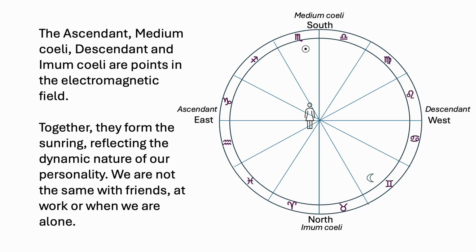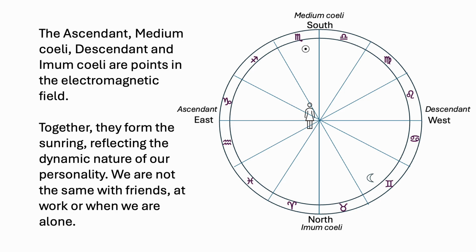In conventional astrology, these points are somewhat neglected, and they are also often misplaced in the birth chart. In Sunring astrology, we believe that they are extremely important. They show the impact of the electromagnetic field around us that is mainly created by the Earth, Sun and Moon, a field of energy which is much stronger than the planetary energies.